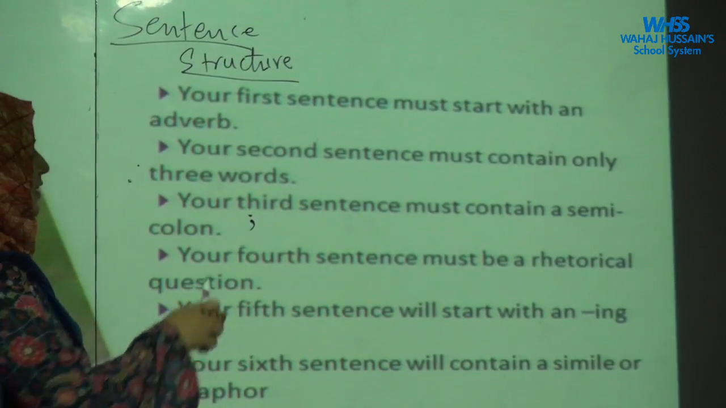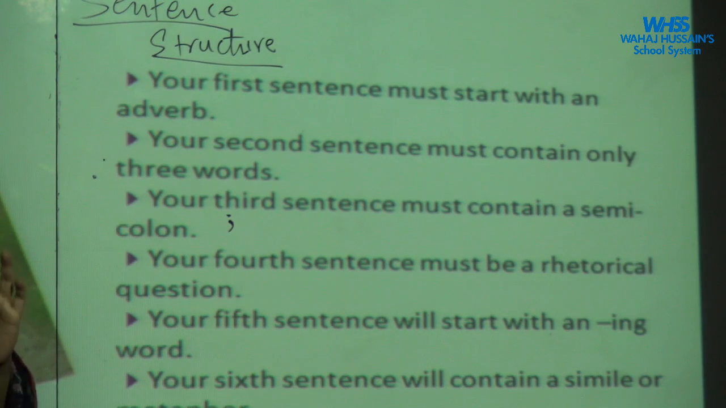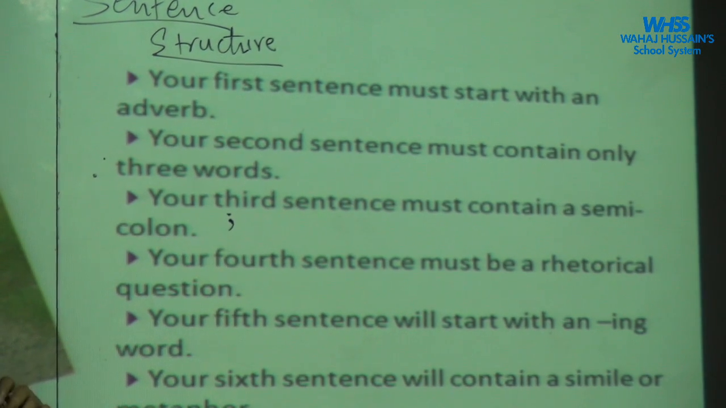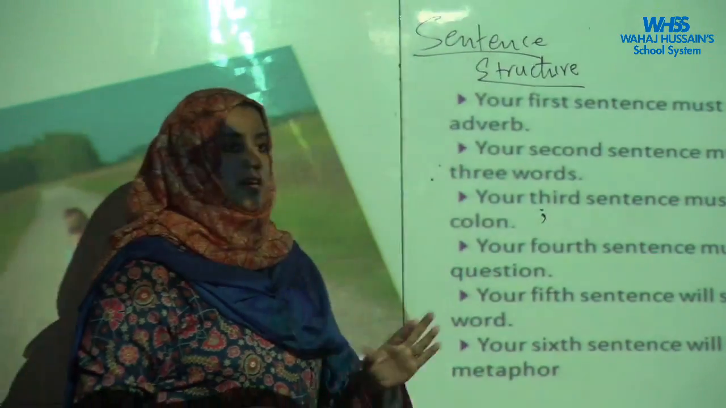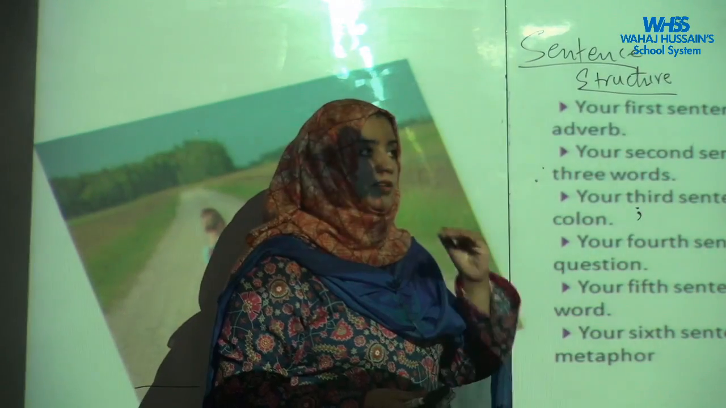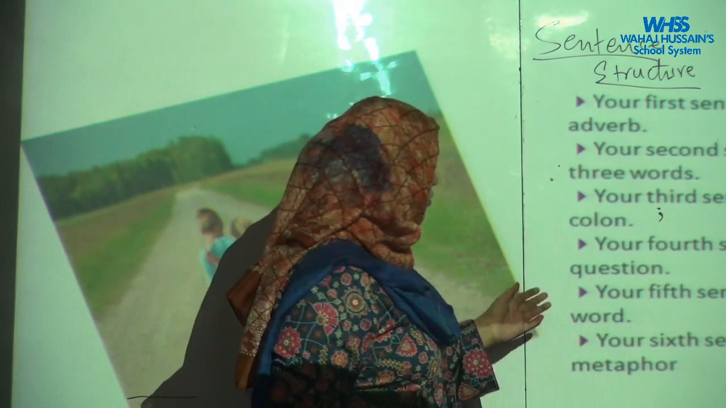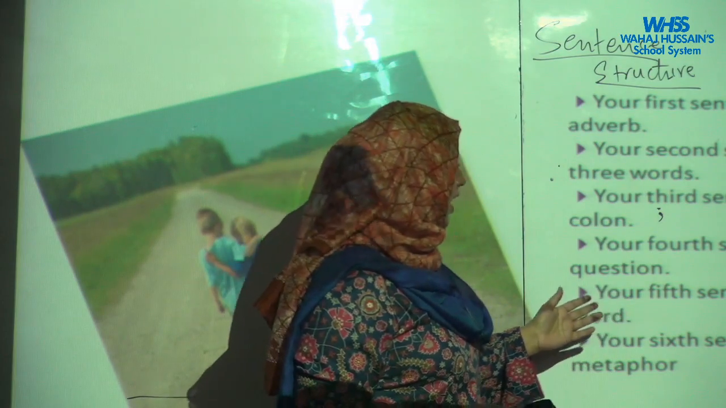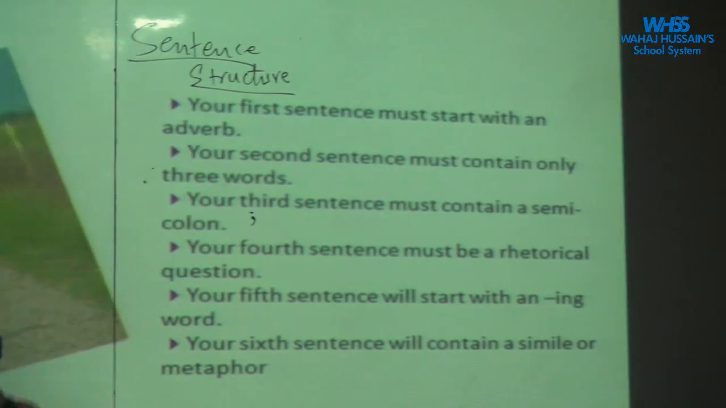Your fourth sentence must be a rhetorical question. Seriously, if you are playing on with all of these sentence structures or sentence variety, you're gaining marks, you are going high, and I'm sure you will, inshallah. Your fifth sentence will start with an ing word. Your sixth sentence will contain a simile or a metaphor.